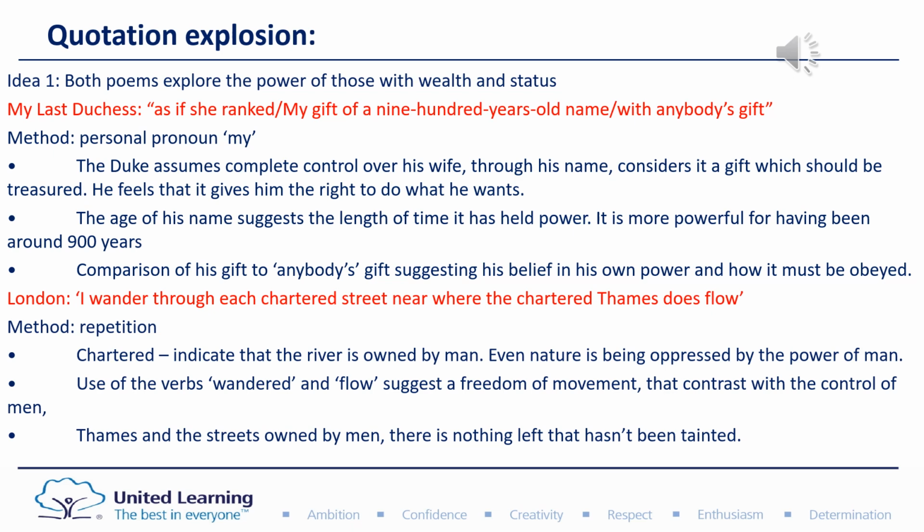So the Thames and the streets are owned by men. There is nothing left that hasn't been tainted. So perhaps we've got that contrast to show that Blake believed that everyone should be free, but actually to help emphasise the fact that London was under heavy control.